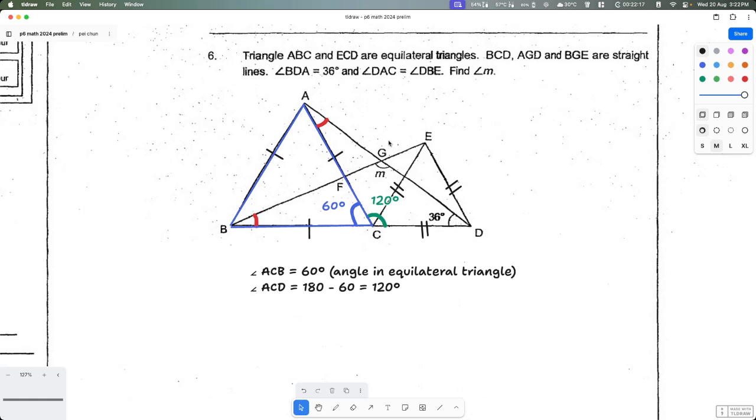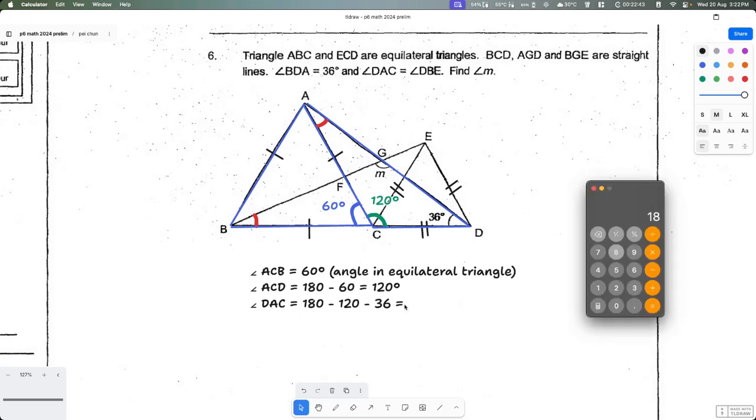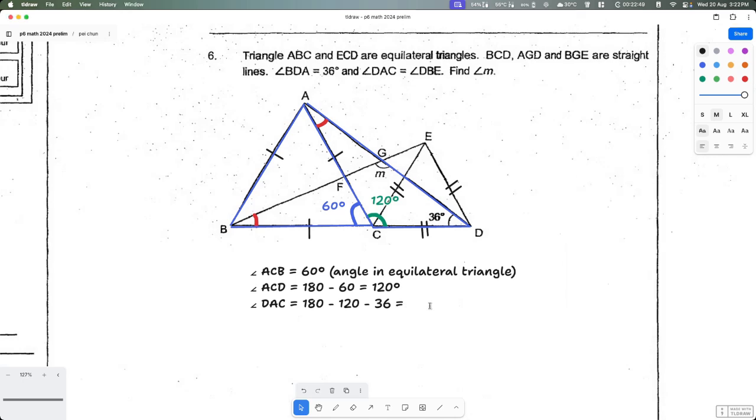Then the next one is, since this whole thing over here, let me also use this line to draw this out. It's 120 and 36. Then we can get the red one over here. So angle DAC is equal to 180 minus 120 minus 36, and this will give us 24 degrees. So since it's 24 degrees in this red part over here, that means this is 24 degrees as well. So I'm going to write here DAC is equal to DBE.